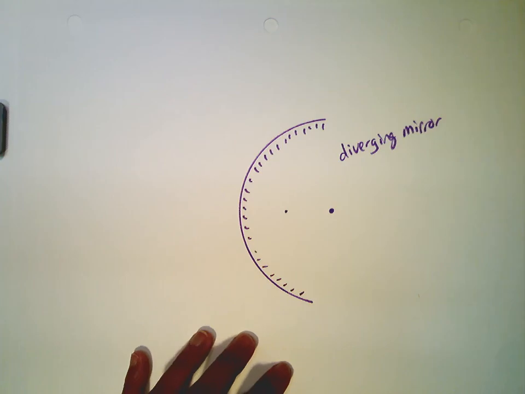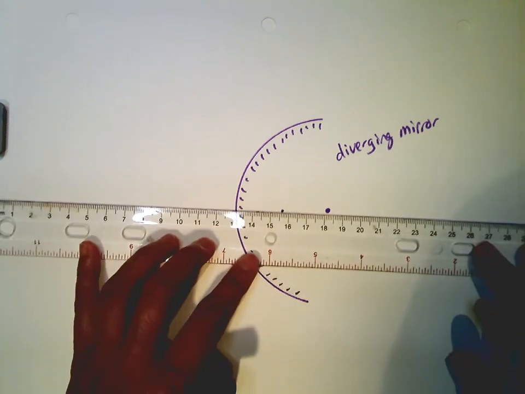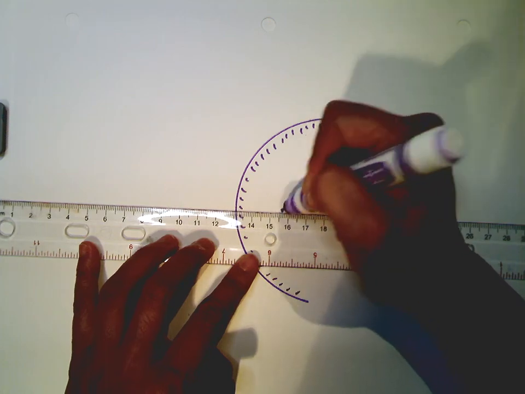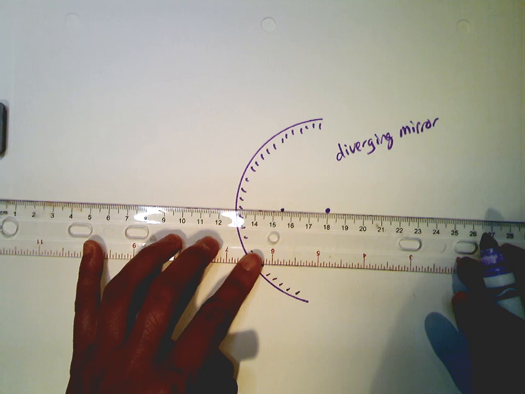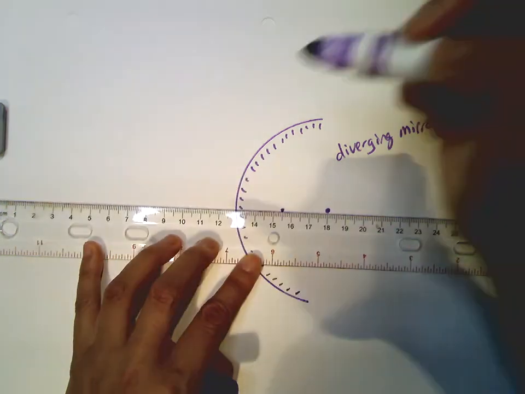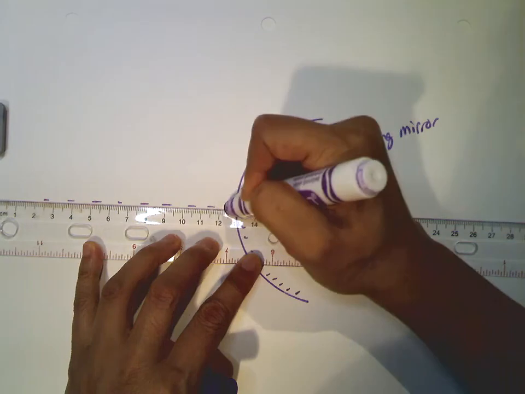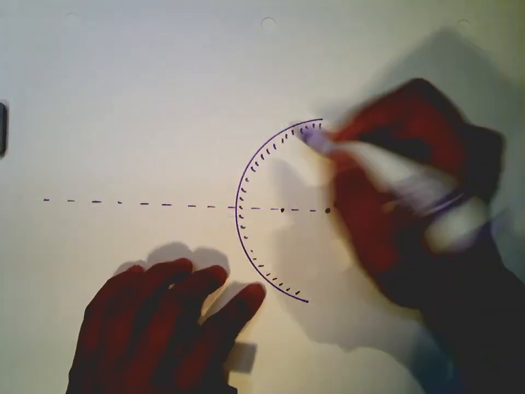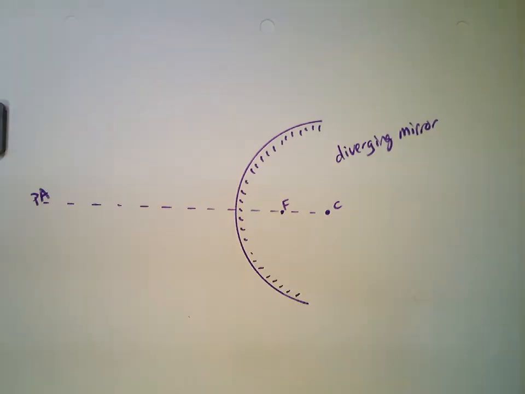All right. Let's also label the principal axis. We'll just make sure that these two are lined up. Okay, perfect. And we'll draw out the principal axis right here. So this is the center, the focal point, and this is your principal axis.